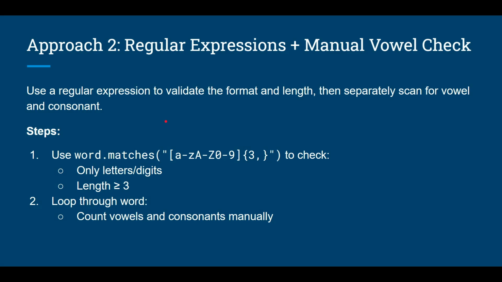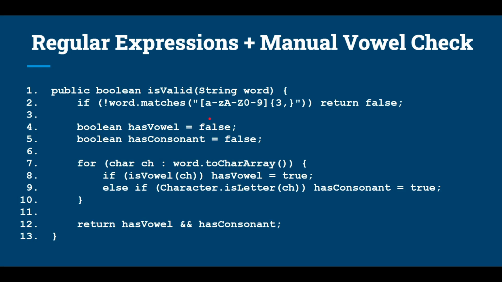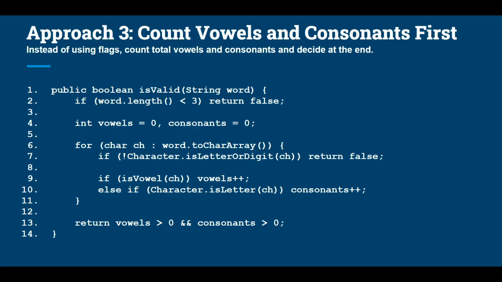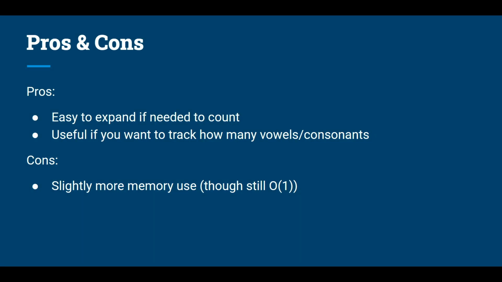Another approach is that we can use a regular expression with the manual vowels check. This is the approach, let me know if you want to understand this. Similarly, this is the code, and if you want to try by yourself, you can try. These are the pros and cons. There is another approach that we can do, counting vowels and consonants. Let me know if you want to understand this one also.